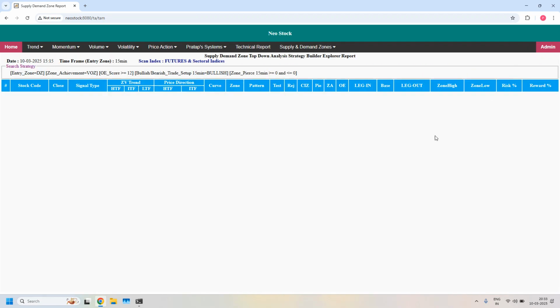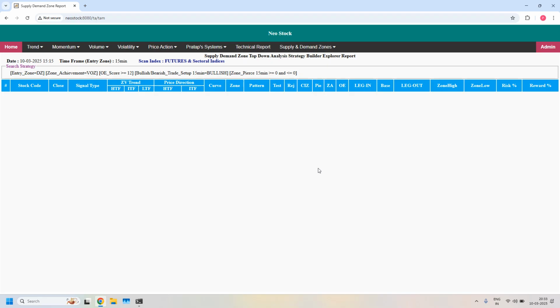With these filters, we did not get any stocks. Let us check whether it is correct or not. 15 minutes entry time frame demand zone, zone achievement VOZ, order enhancer score 12, and bullish or bearish at 15 minutes, we selected bullish. And pierced count 15 minutes greater than 0, less than 0. That means currently no daily income trade bullish trade setups.